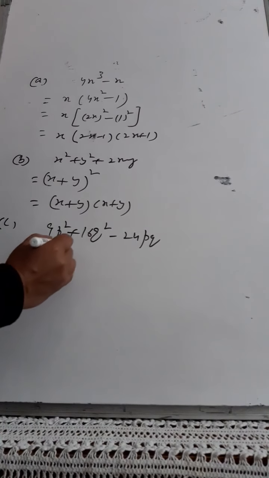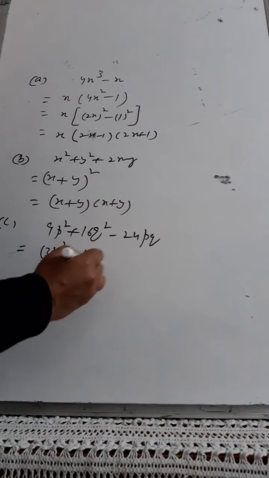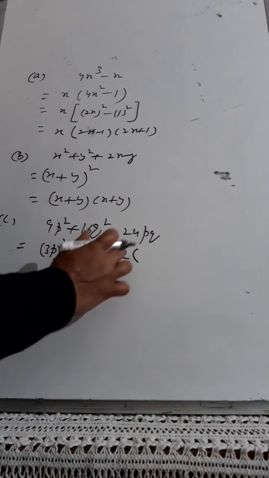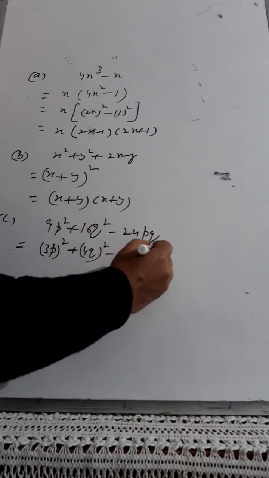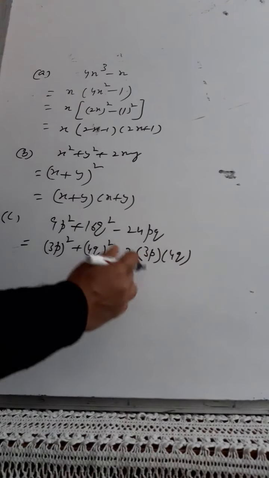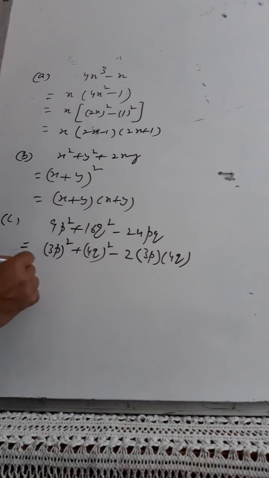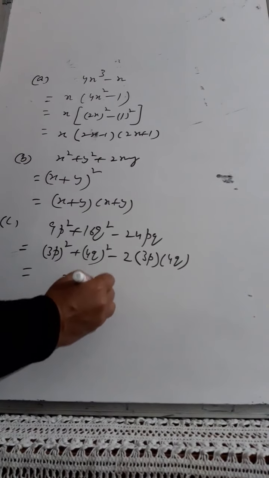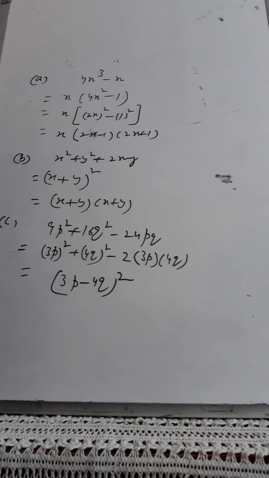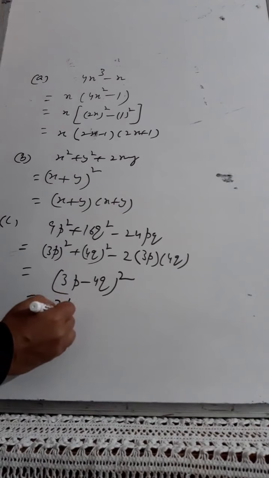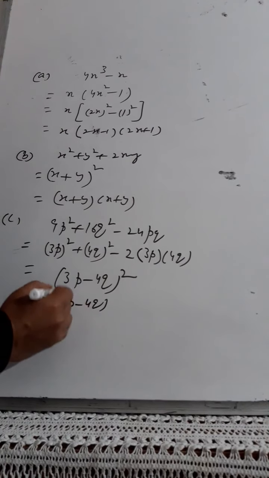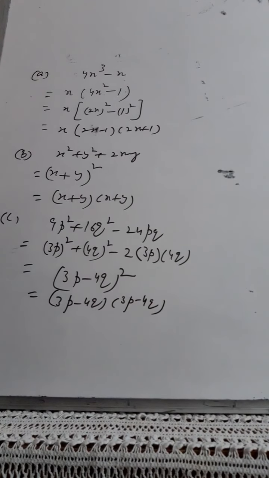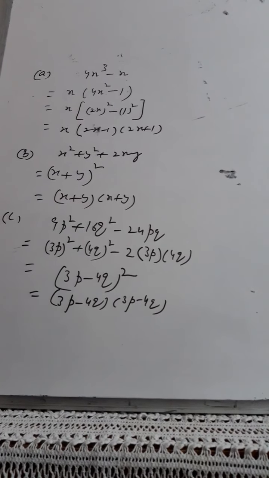is you can write this is 3p square, this is 4q square, minus 2, because this is a square plus b square minus 2ab, means minus 2 times 3p into 4q. 2 3s are 6, 4s are 24. So then you can check, this is your 3p minus 4q whole square. So then the factorized form will be 3p minus 4q into 3p minus 4q. So that will be the answer for this.